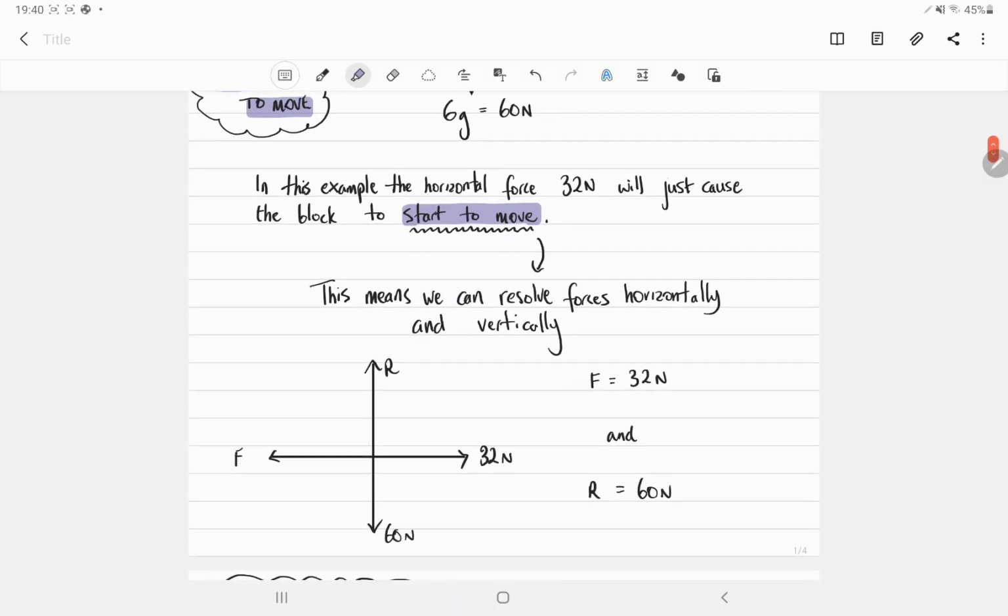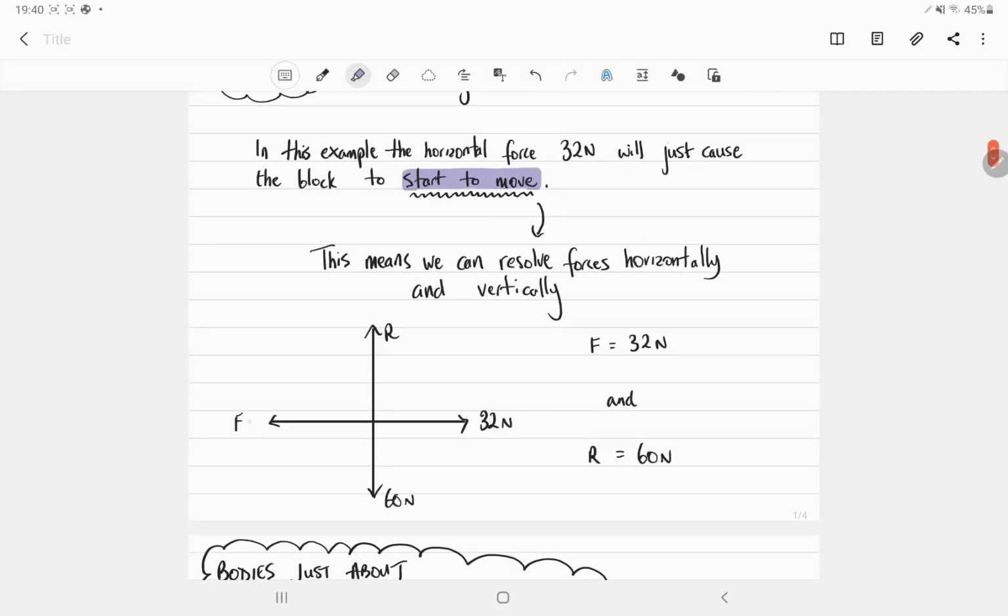Because we know that, we can resolve horizontally. The horizontal force to the right is 32 newtons, but because it's just about to move, the frictional force acting in the opposite direction is equal to 32 newtons. You can also resolve vertically as well. The normal reaction is equal to our 60 newtons.